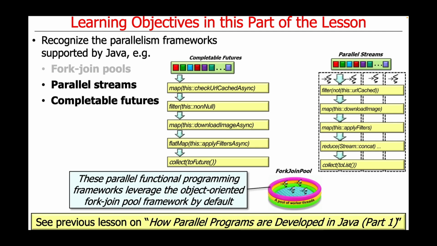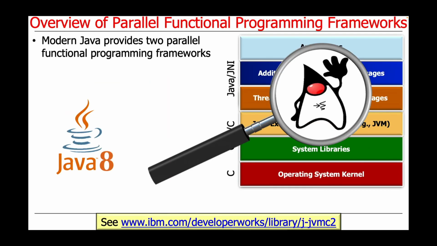These two functional programming frameworks leverage the object-oriented fork-join pool framework by default. With Streams, you're pretty much stuck using the fork-join pool. With Completable Futures, you can make choices about which one you want to use, but by default, it uses the fork-join pool as well. And that, again, is intentional because the fork-join pool, even though it's got some deficiencies with respect to the use of object-oriented design, is very optimized and very scalable. So let's talk about this.